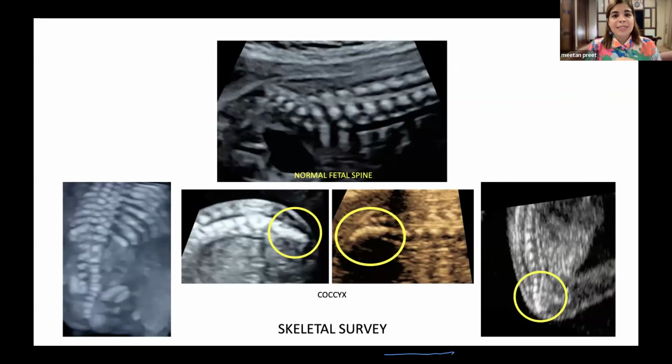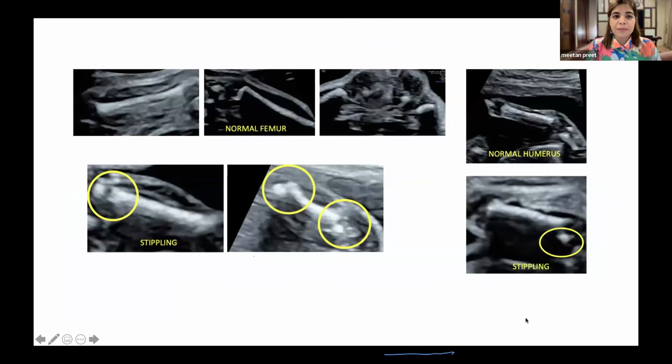Just to show you a bit of a skeletal survey here, you see a normal fetal spine, whereas you see the coccyx here, premature ossification of the coccyx here, here as well, and here. A normal femur, normal femoral length, no proximal femoral epiphyseal stippling, whereas here you see stippled epiphyses, disordered ossification centers here, multiple disordered epiphyses here. This is a normal humerus, whereas here you see a stippled humerus.